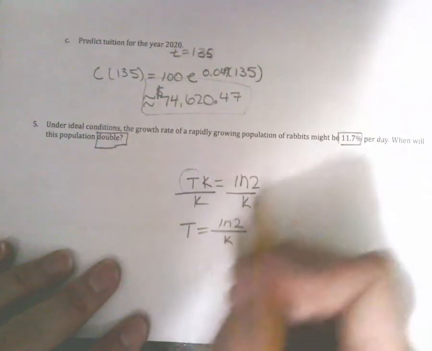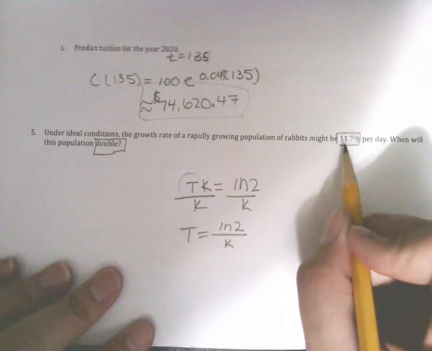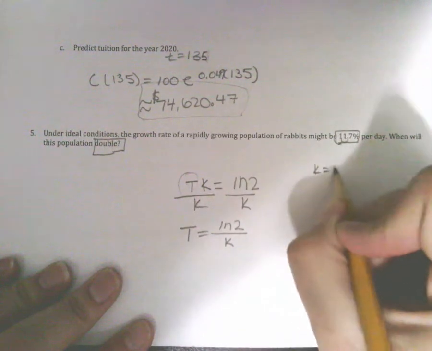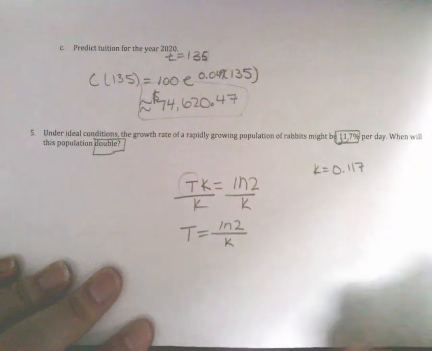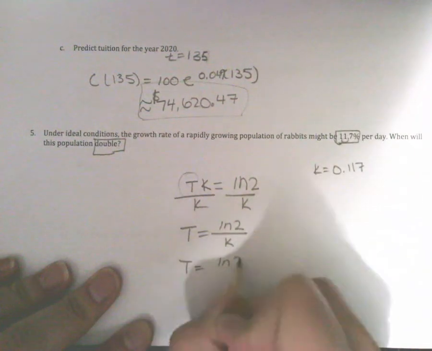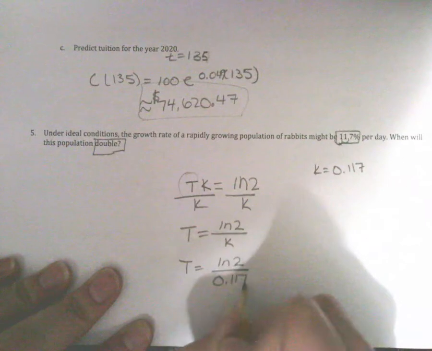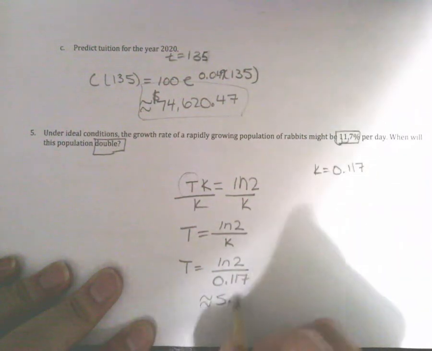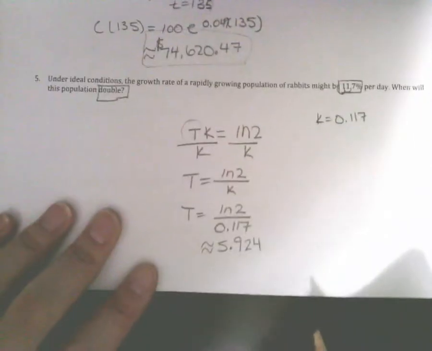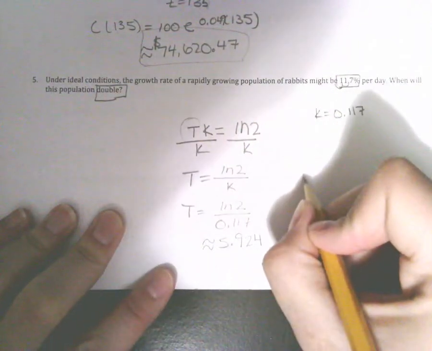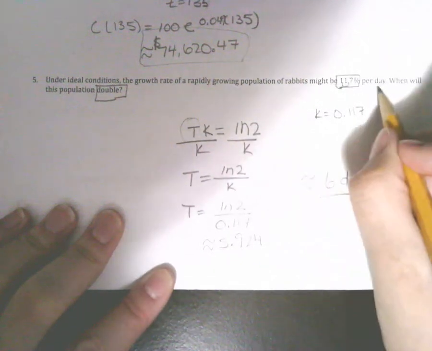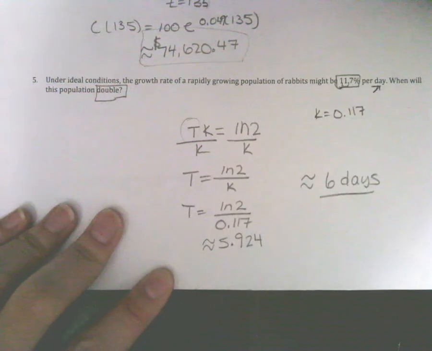So if we know k, we need to make sure that it's written as a decimal. So if you move your decimal place 1, 2 to the left, we get k expressed as a decimal. So doubling time equals the natural log of 2 divided by 0.117, which is approximately 5.924. So I'd say about 6 days. Okay, we are saying days because the rate was written in days. So you just want to pay attention to the units of time.